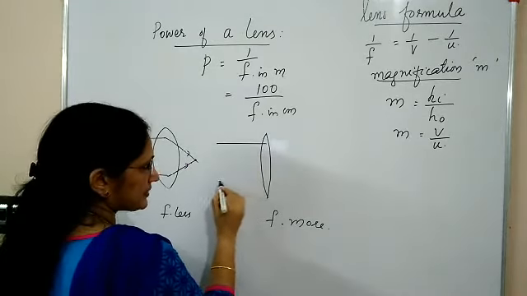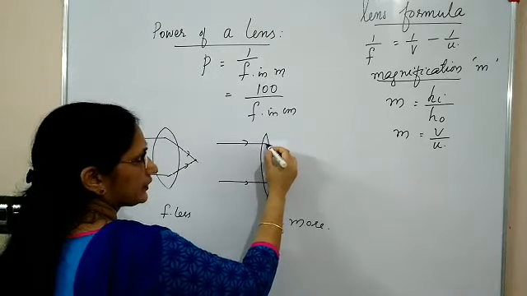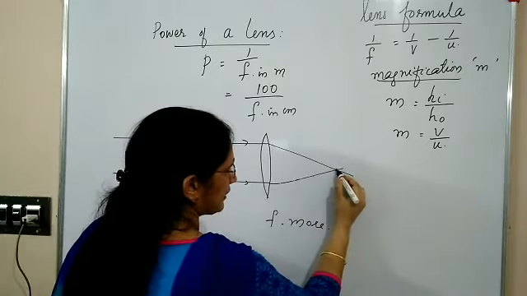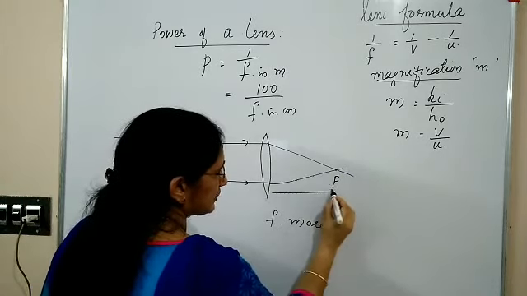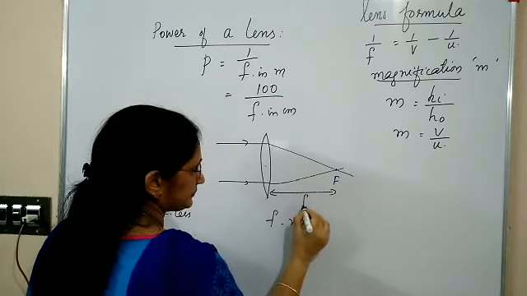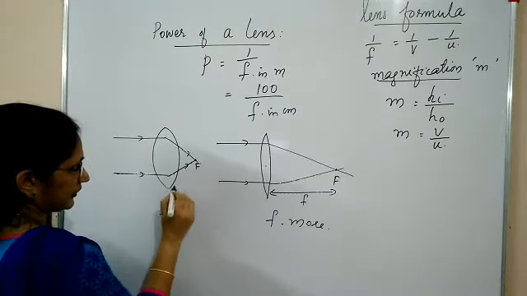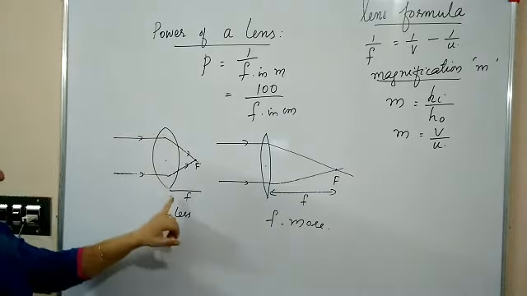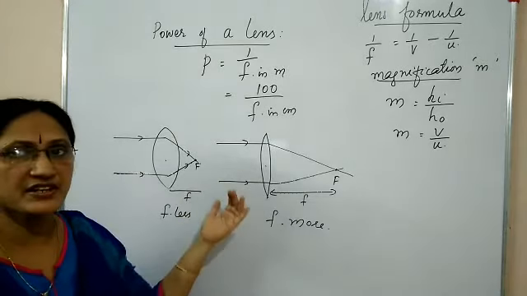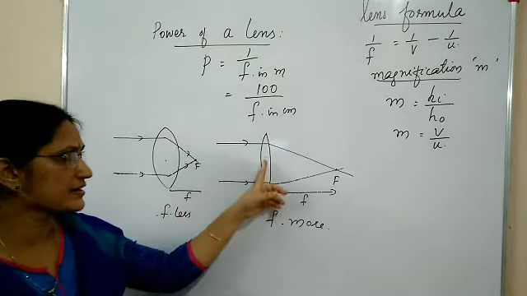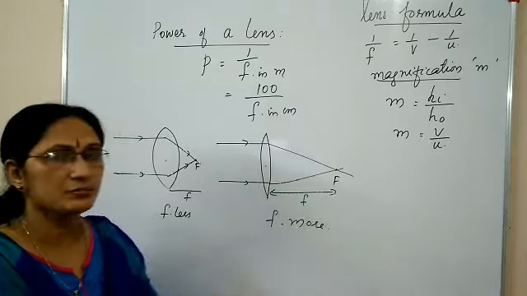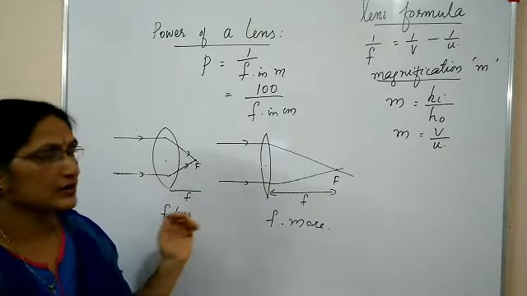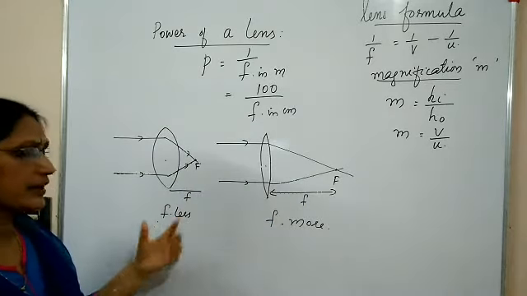Similarly, some parallel rays are passed through a thin lens. Since the focal length is more, these rays will converge at a far away point. This distance we call focal length. So for thick lenses, the radius of curvature is less, so the focal length is less. Thin lenses have more focal length, because this lens is made with two big spheres compared to this thick lens.